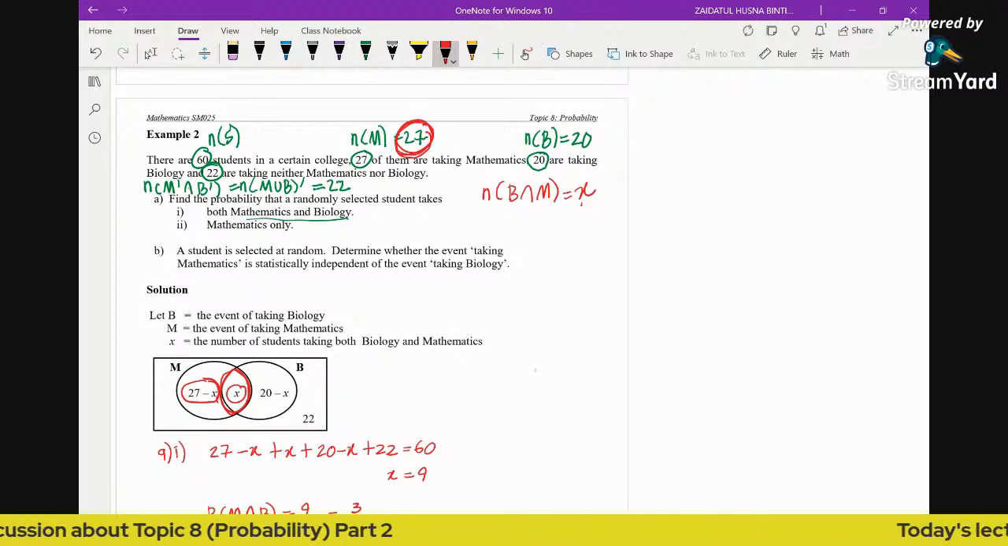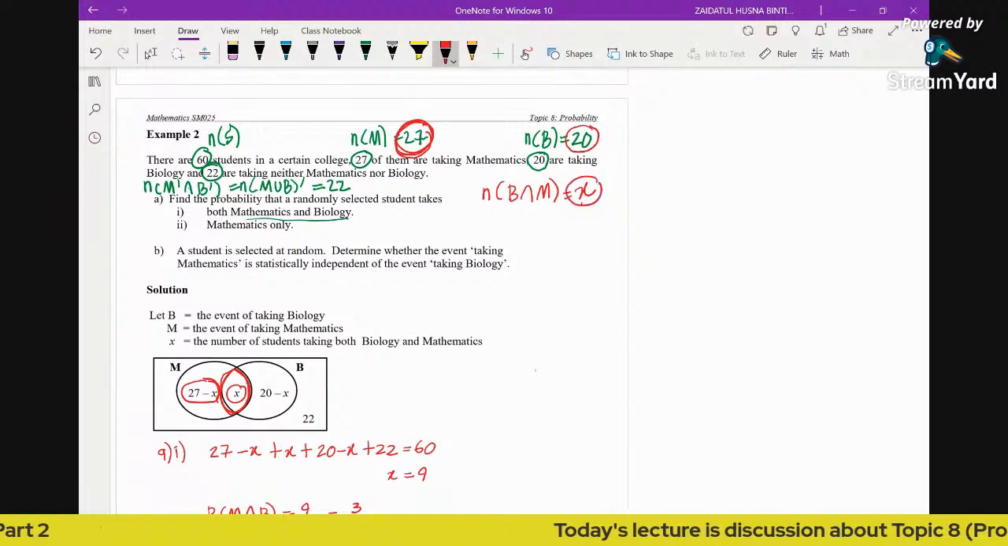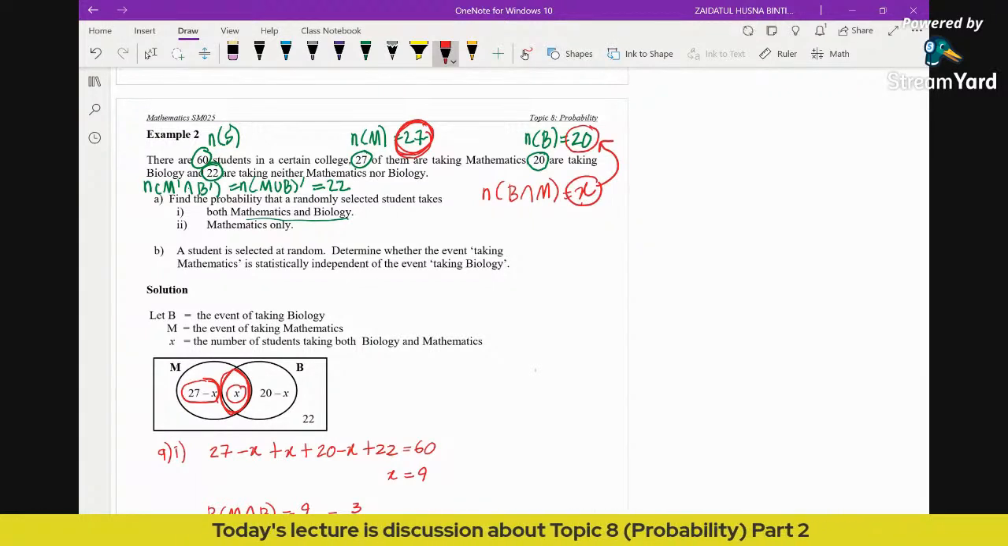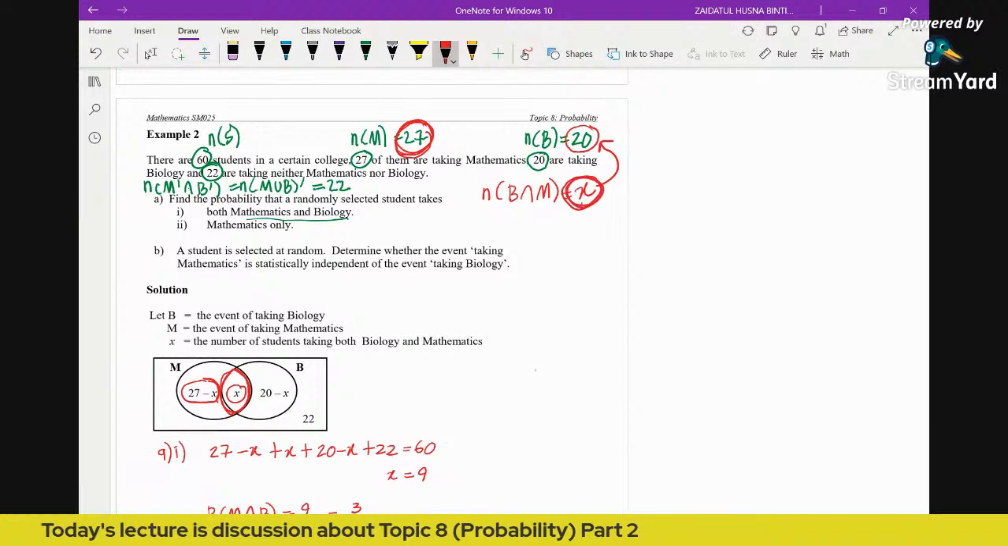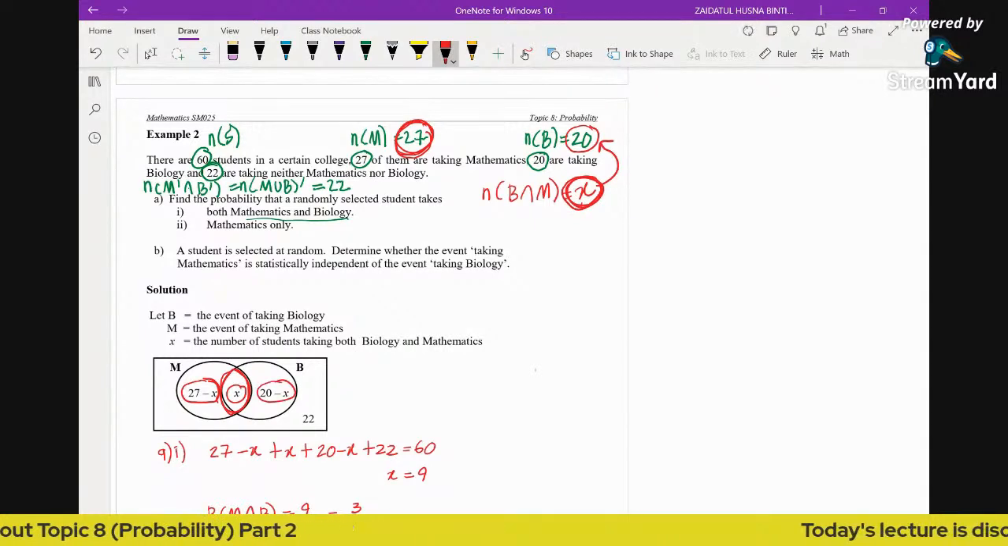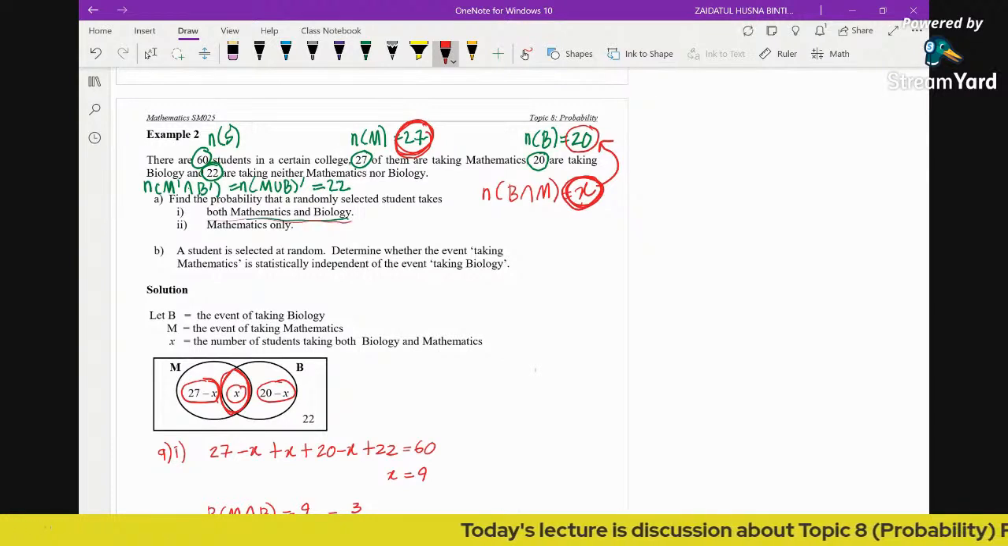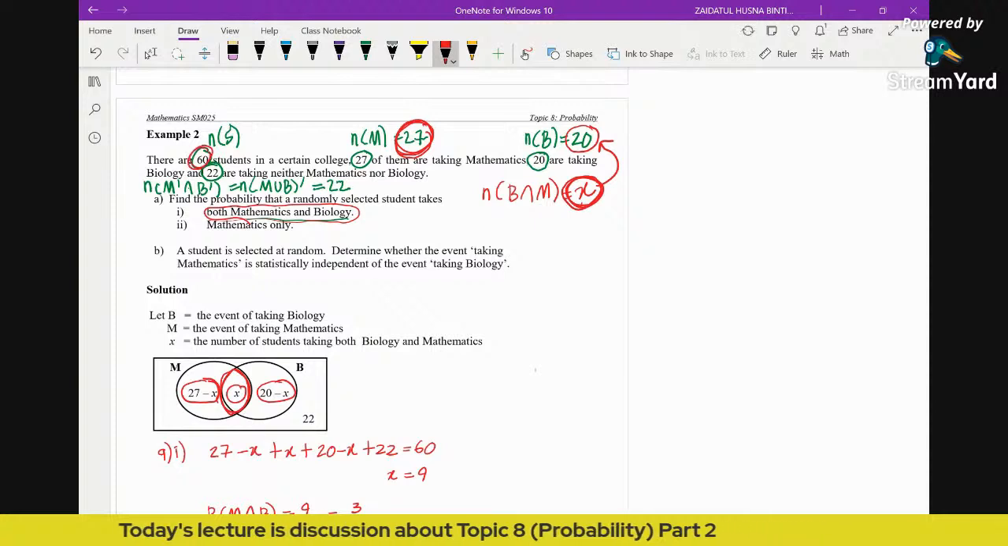And then here, 20 are taking biology, and again, out of these 20, there are X students taking both biology and maths. So among these 20, X take both. So here you put 20 minus X. Then, to find the probability that a randomly selected student takes both, we are looking for the X value. And because we know the total number of students is 60, right?